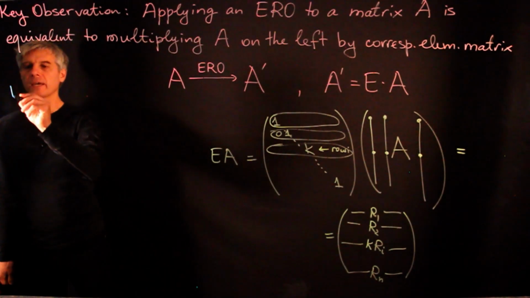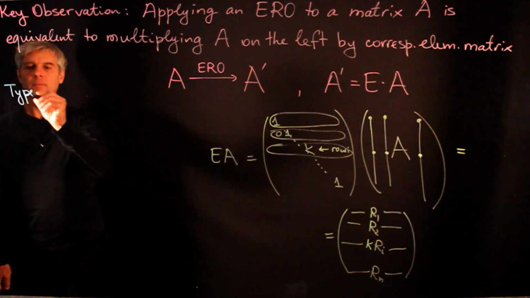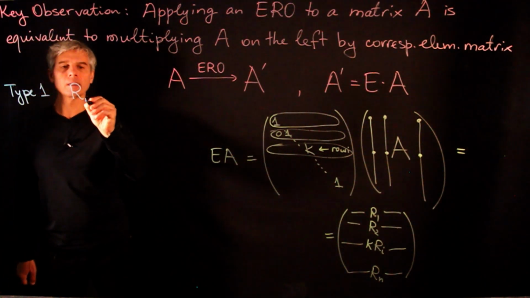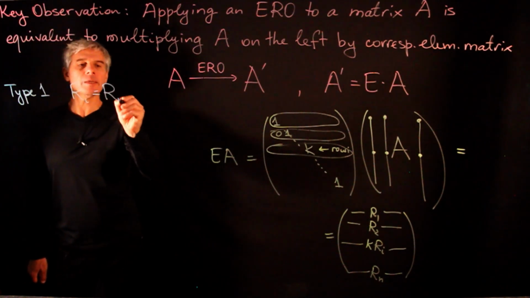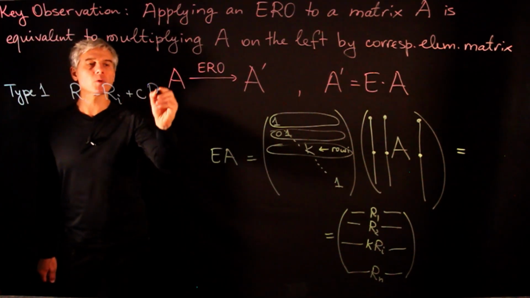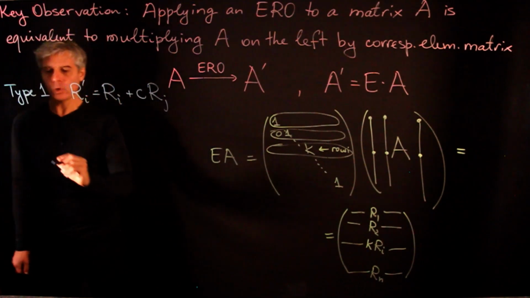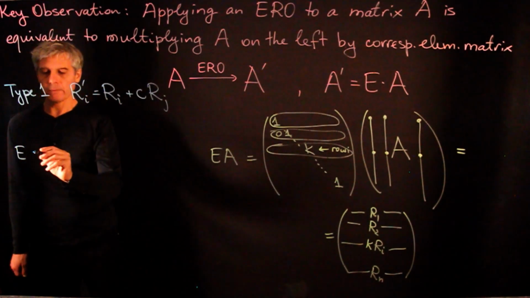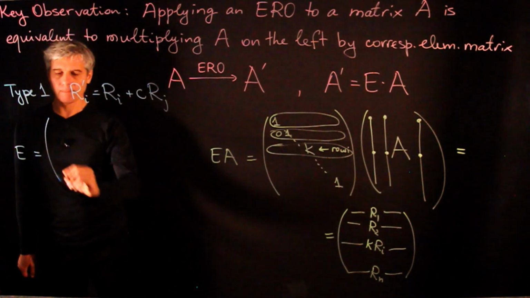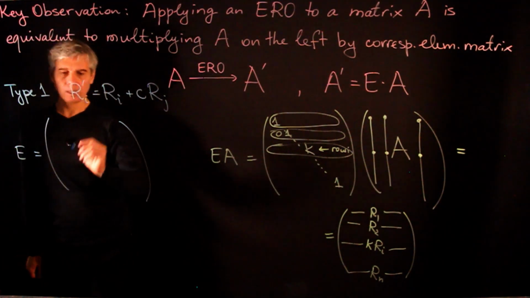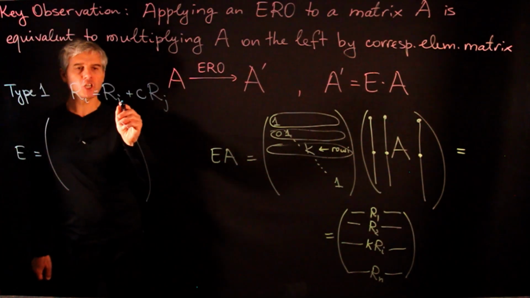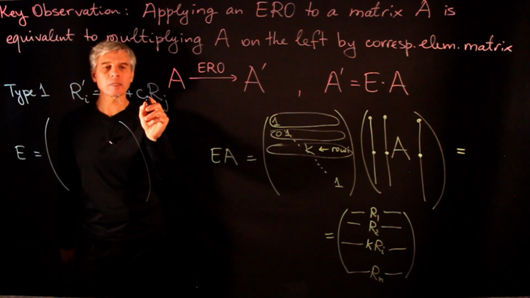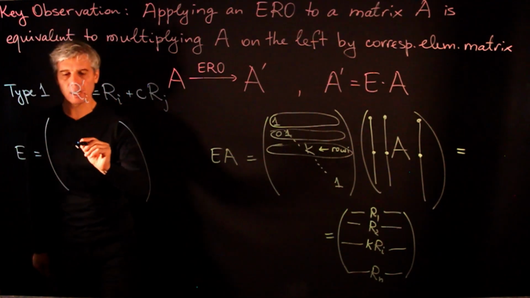Now let us look at type 1 elementary row operation. So we say that row i prime is row i plus c times row j. Now, what's the corresponding elementary matrix? So we take the identity matrix, and so we change row i in this matrix by adding c times row j.